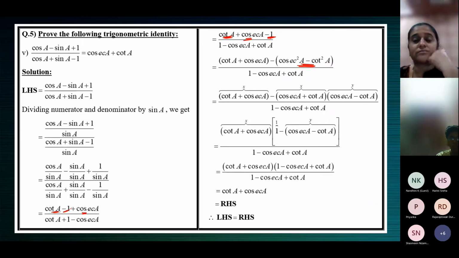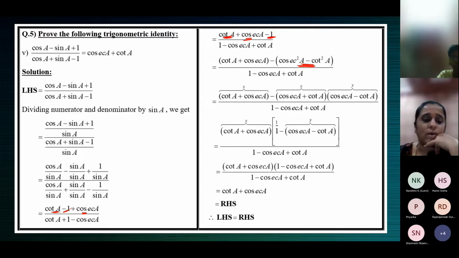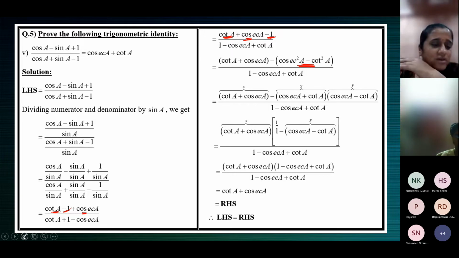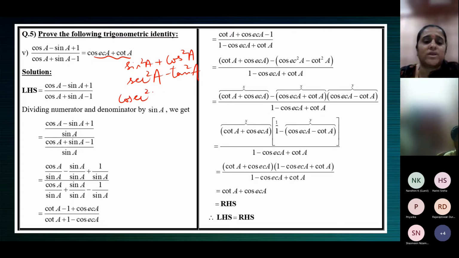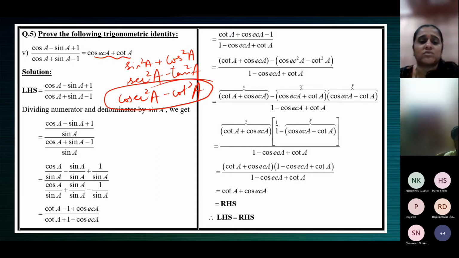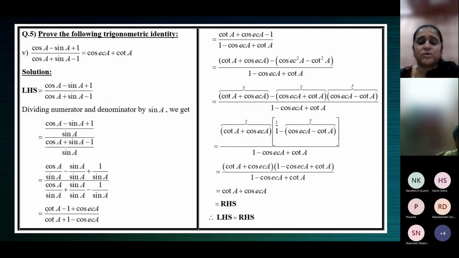All right. Why cosecant square A minus cot square A? Because you can see the RHS is cosecant and cot. See, one can be written as sine square A plus cos square A. One can also be written as secant square A minus tan square A. These are different ways of writing one. One can also be written as cosecant square A minus cot square A. And we choose it because we have the RHS like this. So a relevant one you should use.